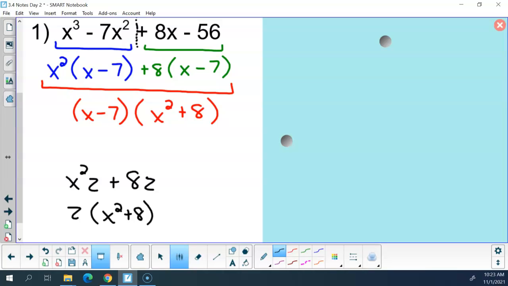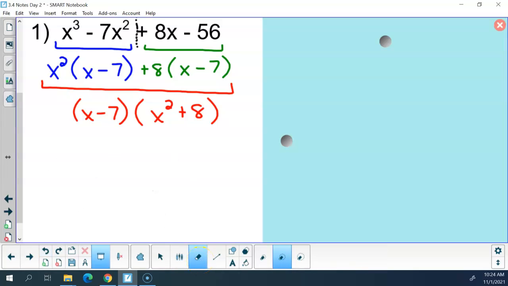Now here I'm going to blow your mind. Ready? There's your two z's. So you factor out a z, and you're left with x squared plus 8. I'm just confused. Talk to me. I'm listening.